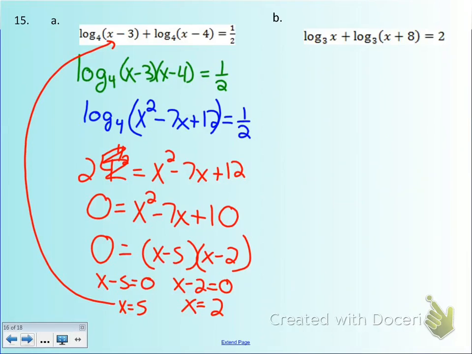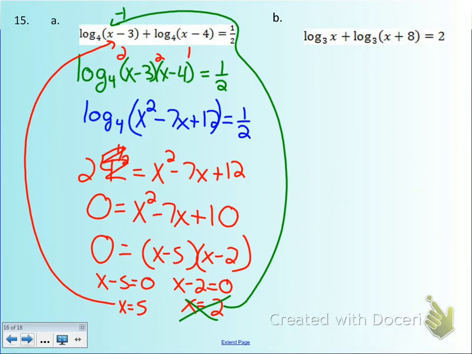5 minus 3 is 2. 5 minus 4 is 1. 2 times 1 is 2. So 4 to the 1/2 is 2. So we're good to go. Plugging the 2 into the equation, 2 minus 3 is negative 1. Uh-oh, stop right there. Hold the presses. Can't do that. You have a negative there. So 2 does not work. x has to equal 5.